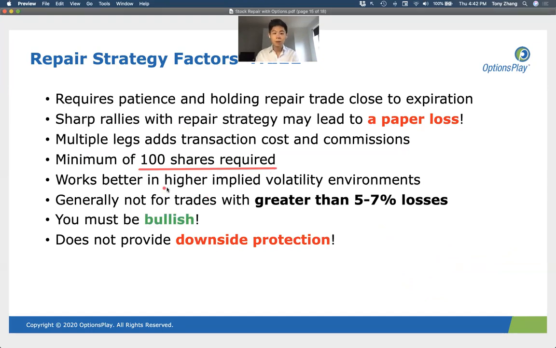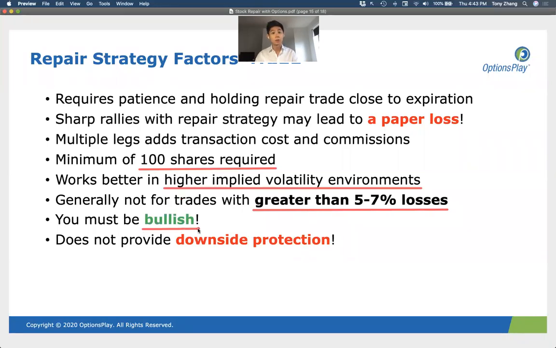It generally works better in higher implied volatility environments like we are in right now, but more importantly, it doesn't work for trades that have greater than 5 to 7% losses in your portfolio. And I know there are plenty of stocks that you might be down 10, 20%, can't put on a repair strategy for those trades. And you must be bullish.